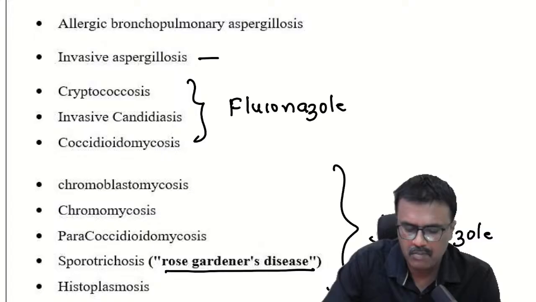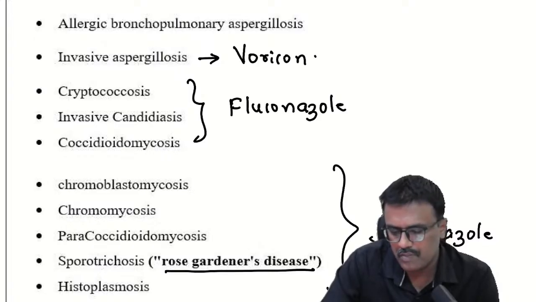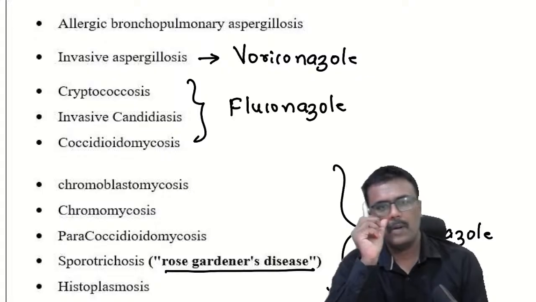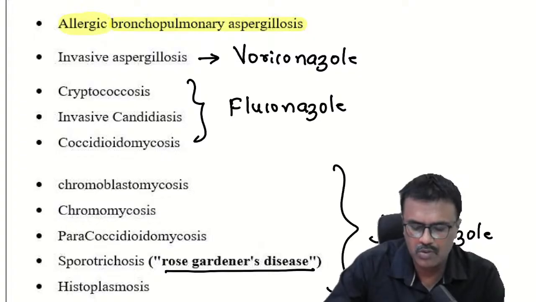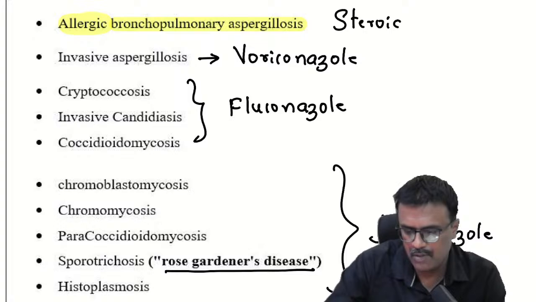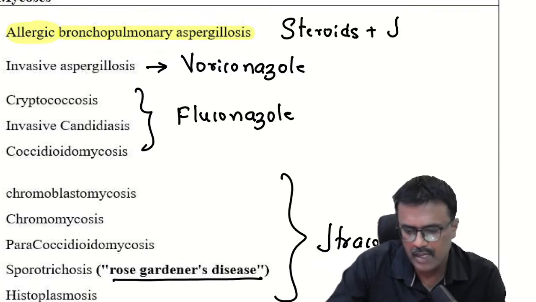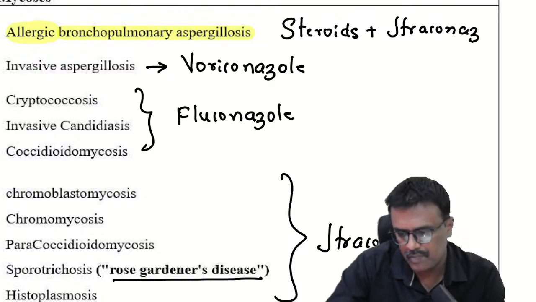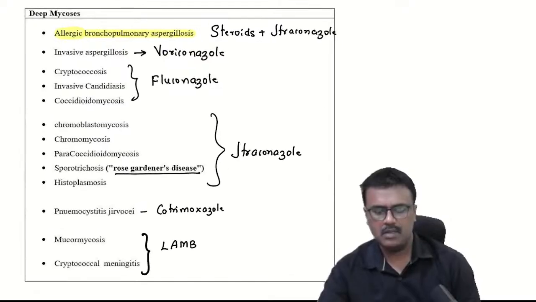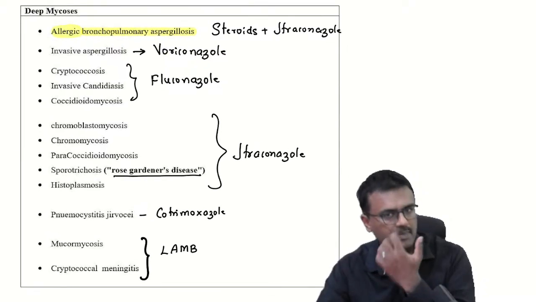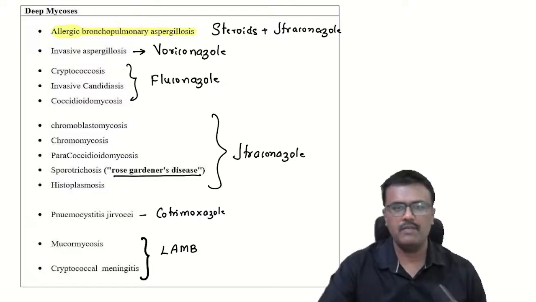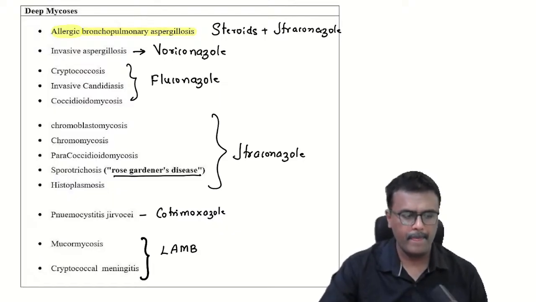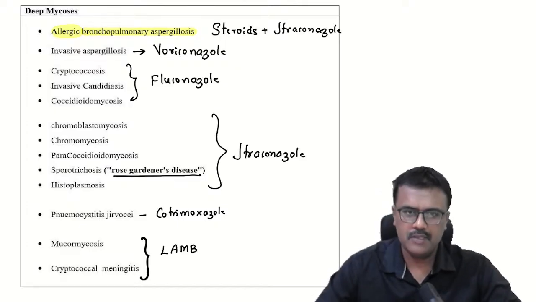So study these topics with micro, it will become easier for you. Invasive aspergillosis, it is voriconazole. Sometimes patients will develop allergy to the fungus. So how do you treat allergy? Give steroids. But if we give only steroid, the fungus may flare up. So add an antifungal, itraconazole. So this is how we manage the fungal infections. Mucormycosis has been tested, pneumocystis has been tested, cryptococcal meningitis is also tested very, very frequently. I hope you are clear with this.